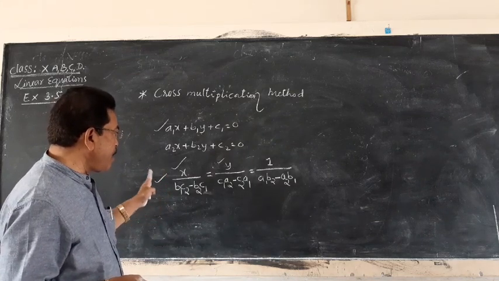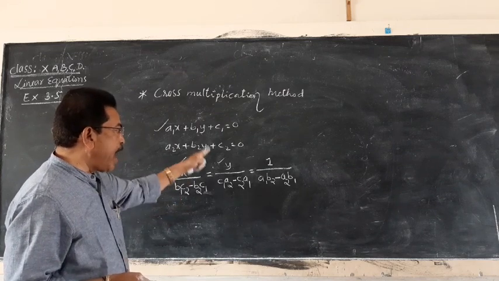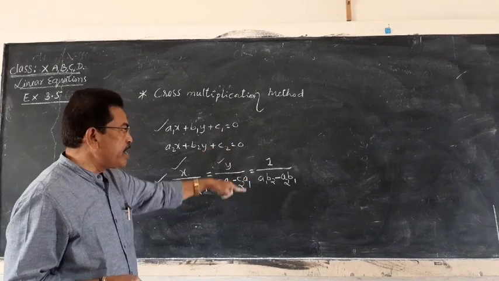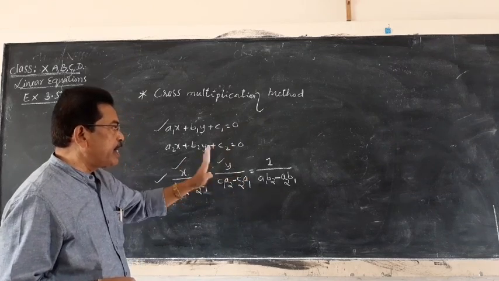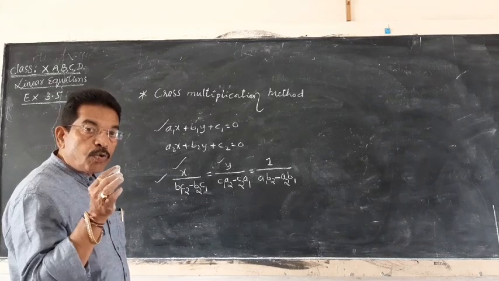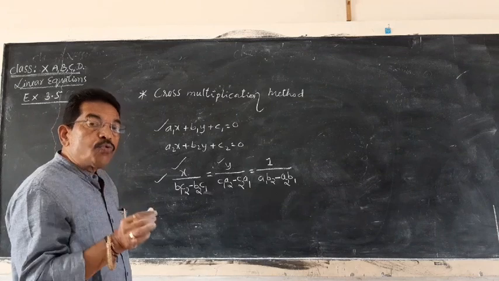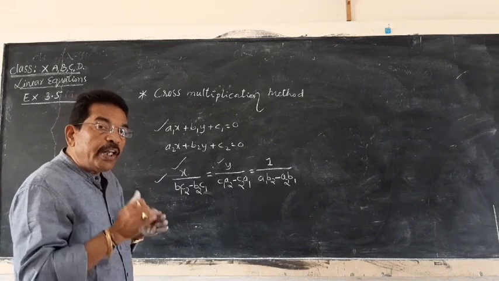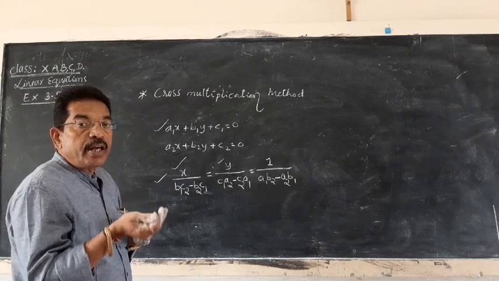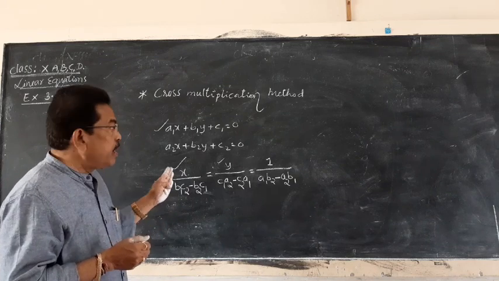Okay, this is the formula. x divided by b1 c2 minus b2 c1 equals y divided by c1 a2 minus c2 a1 equals 1 divided by a1 b2 minus a2 b1. Try to practice the formula. You should be perfect, then only can we move on to solving the related problems. Okay, write down.